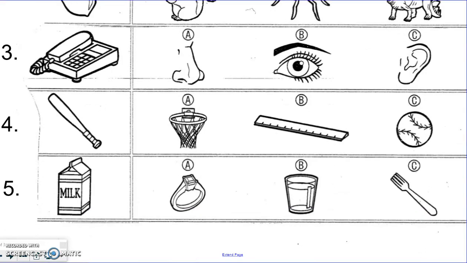All right, let's look at one more. Here we have milk. So let's decide which of our answer choices goes together with milk. So we have a diamond ring, a glass, and a fork. Show me with your fingers what you're thinking. Which of these goes together with milk? Is it 1 for A, which is the diamond ring? 2 for B, which is the glass, or 3 for C, which is the fork? The answer is 2, or B, which is the glass. You pour milk into a glass to drink it. Those go together. Other things go together with milk as well. Milk and cookies, milk and cereal. All right, those go together.